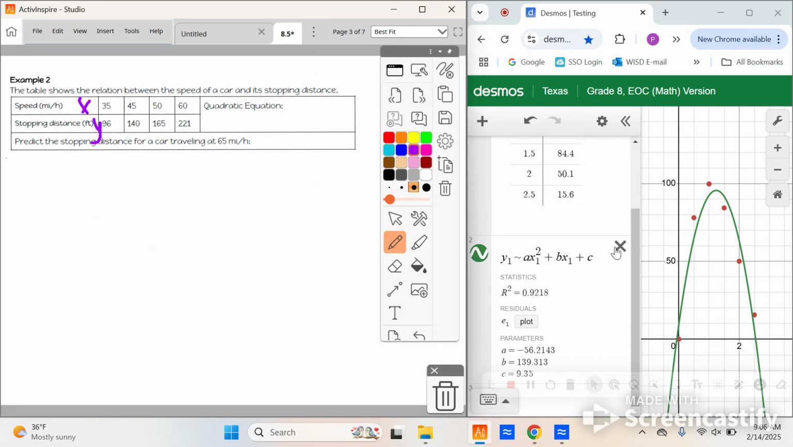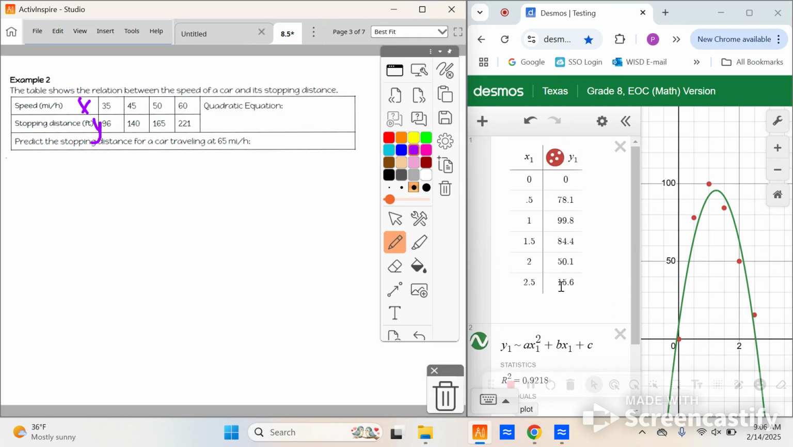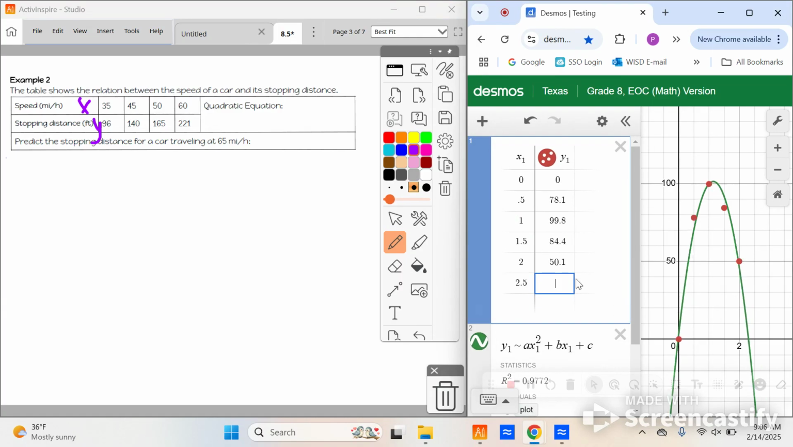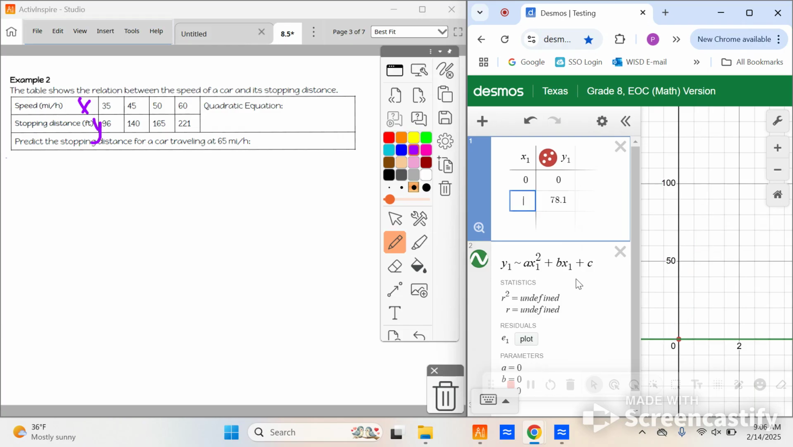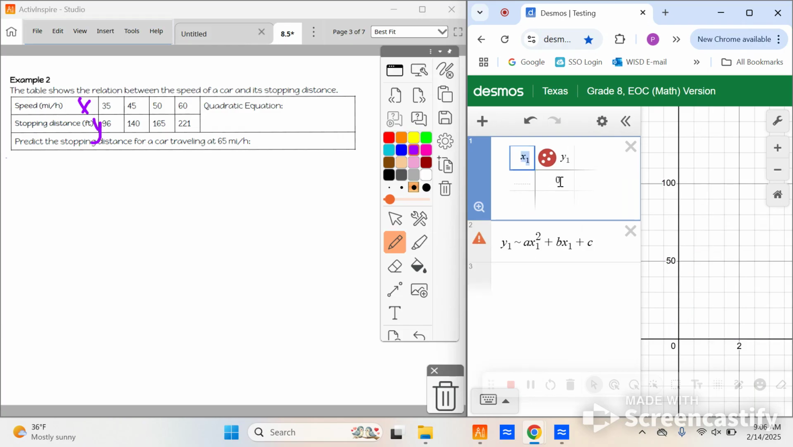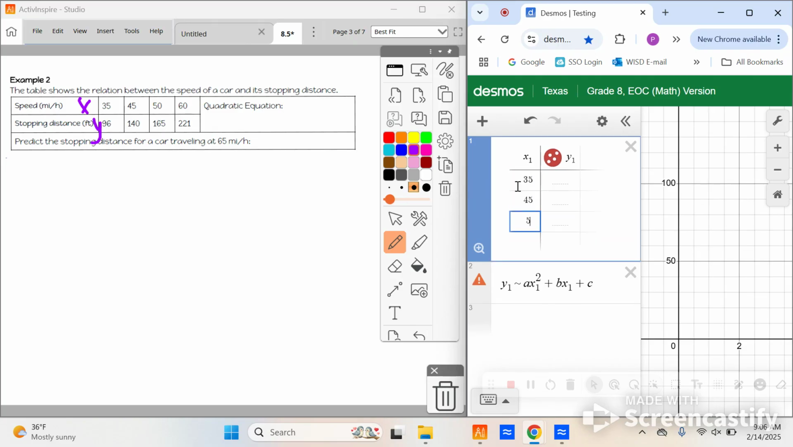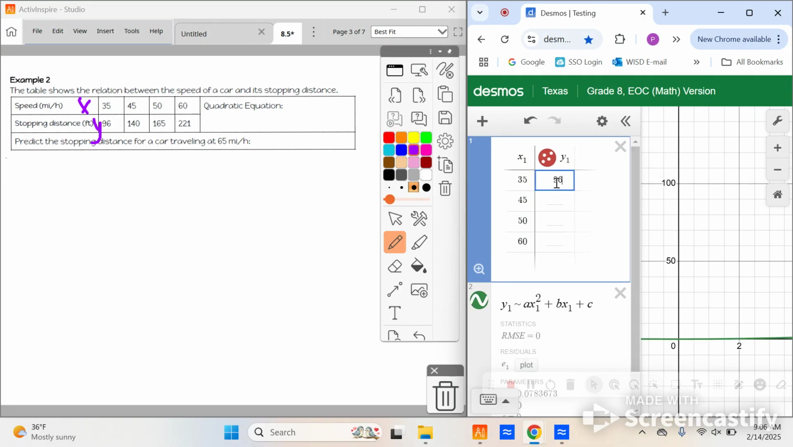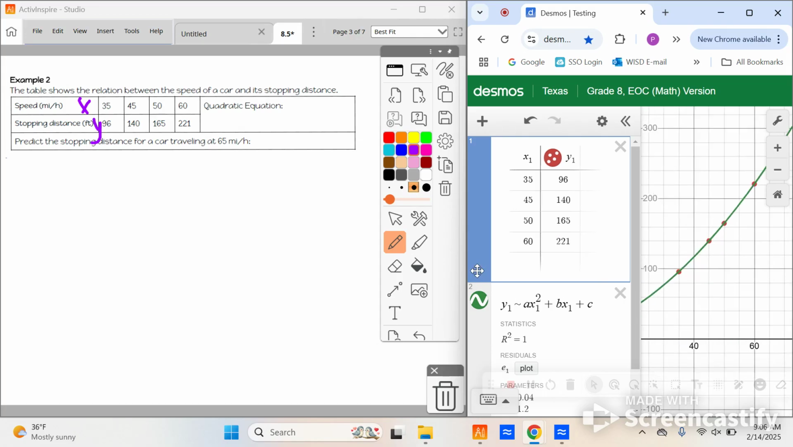So again, we are going to put these points in the table. Now, here's another option. You can go ahead and delete the information that you had in your table and just write the new information. So 35, 45, 50, and 60. And then our y value is 96, 140, 165, and 221. Now I can't see the points, so I'm going to press zoom fit. And now I can see all of the points.